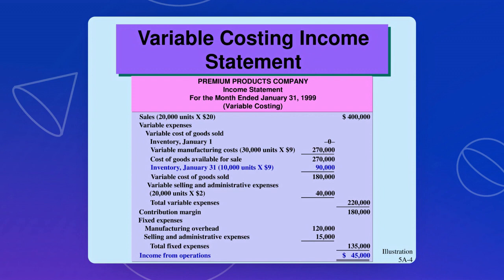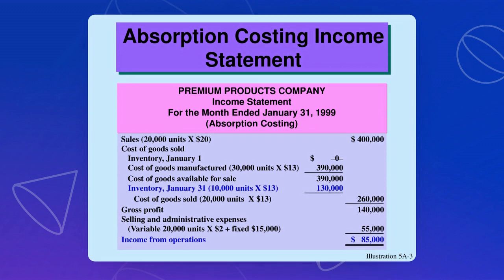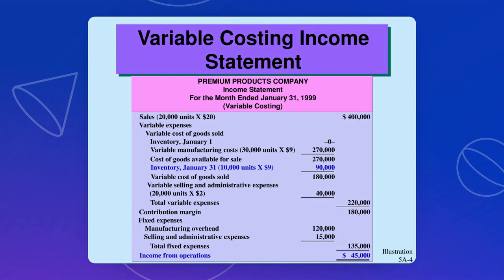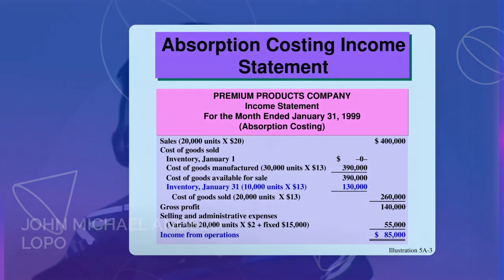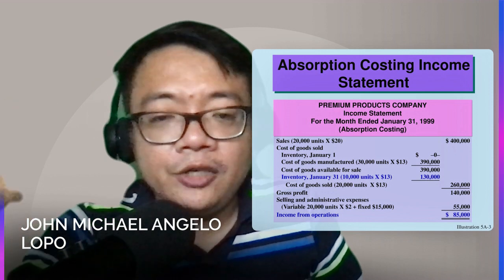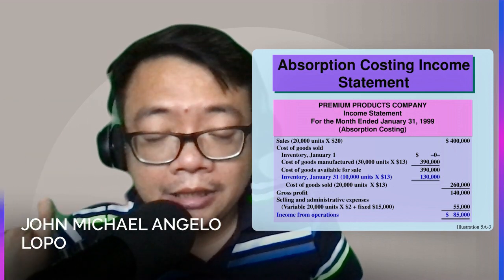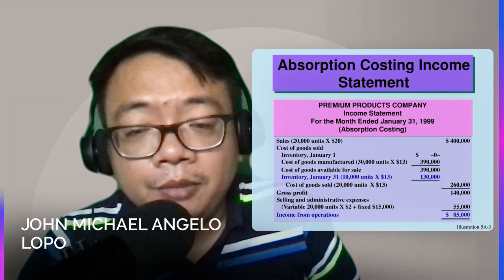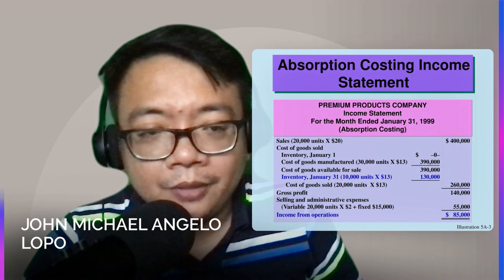45. Tama ba that the difference is 40? Since you have an 85,000 in your absorption costing and also you have 45,000 in your variable costing, the difference is at 40,000. Again, how do we reconcile that one? Ending inventory, which is 30,000 produced minus 20,000 as your units sold, you have 10,000. And it is to be multiplied by 4. What is 4? 4 is the fixed per unit.